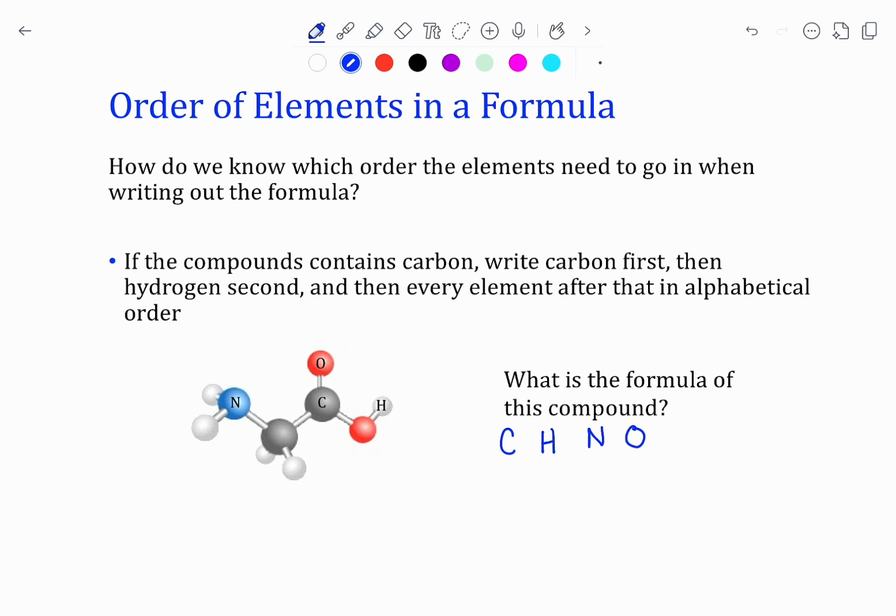Now we just have to count up the amount of each of those atoms in that compound in order to write their subscripts. So for carbon, I have 1, 2, so I would do C2. For hydrogen, I have 1, 2, 3, 4, 5, so that would be H5. For nitrogen, I only have 1. Remember, if we have a subscript of 1, we don't have to write it, so we could just leave that as is. And then for oxygen, I have 1, 2. So our compound formula would be C2H5NO2.